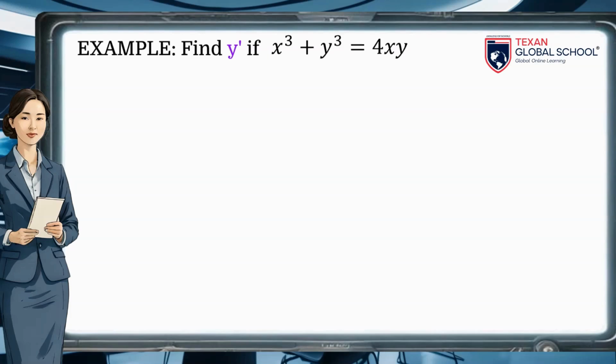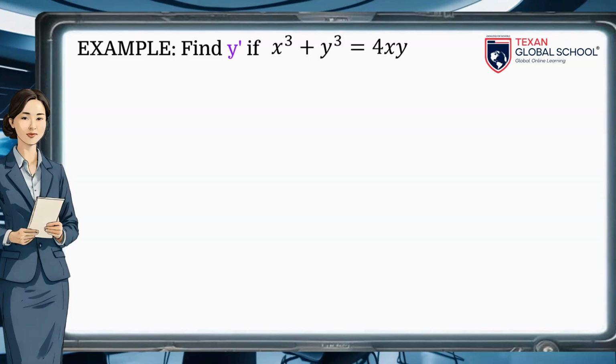In this next example, we will differentiate with respect to x the equation x cubed plus y cubed equals 4xy. We can see that it is not represented explicitly because the variable is not isolated. In this case, we cannot adapt it by isolating y. Therefore, we will follow the implicit differentiation process.